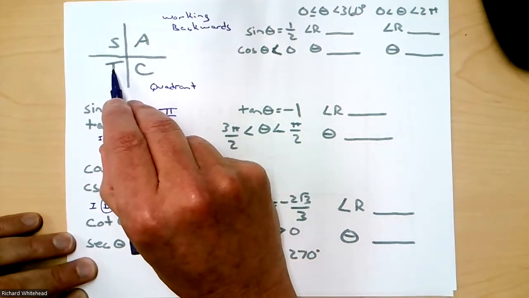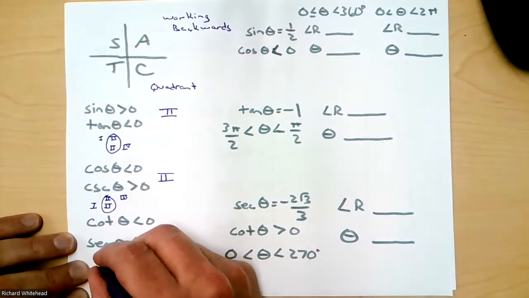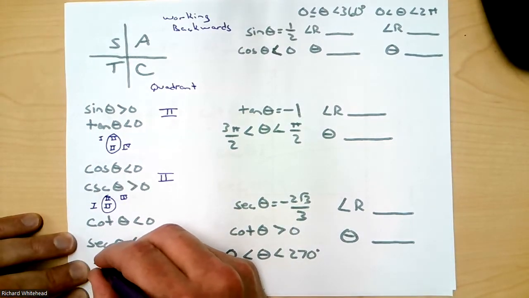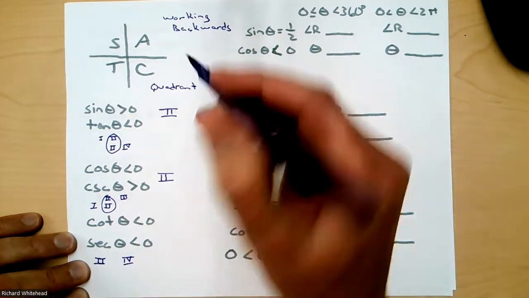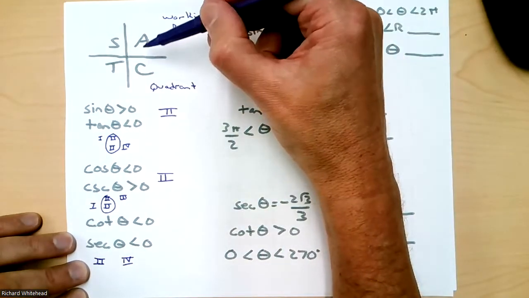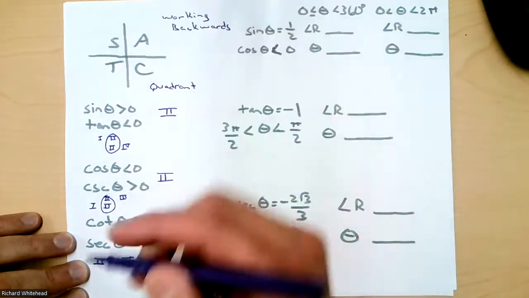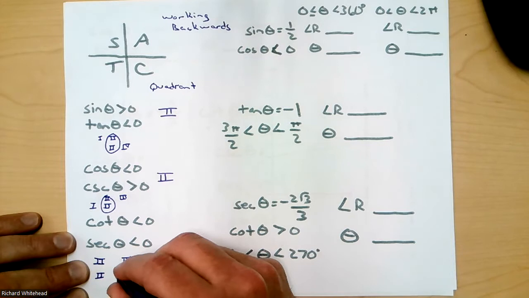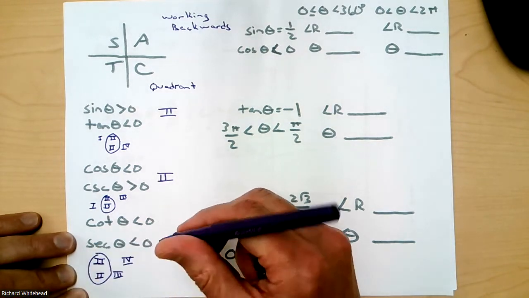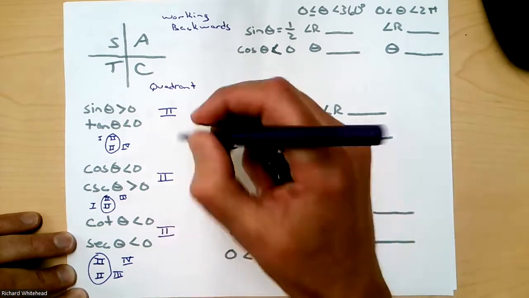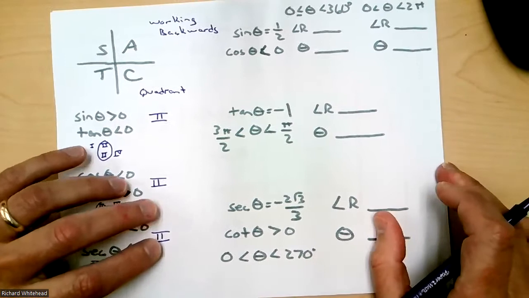Cotan's negative. Cotan goes with tan, and tan is positive in first and third, so cotan's negative in second and fourth. And then when is secant negative? Secant goes with cosine. Cosine's positive in first and fourth, so secant's negative in second and third. So when are both of those? I didn't mean for all those to end up being second quadrant.